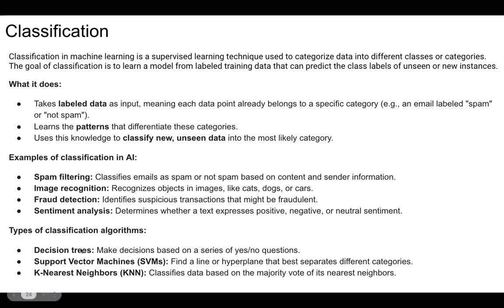What are the different algorithms which come under classification? They are decision trees, support vector machines, and k-nearest neighbors. Today, we are going to talk about k-nearest neighbors, or KNN. This classifies data based on the majority vote of its nearest neighbors. Let's see what that means.